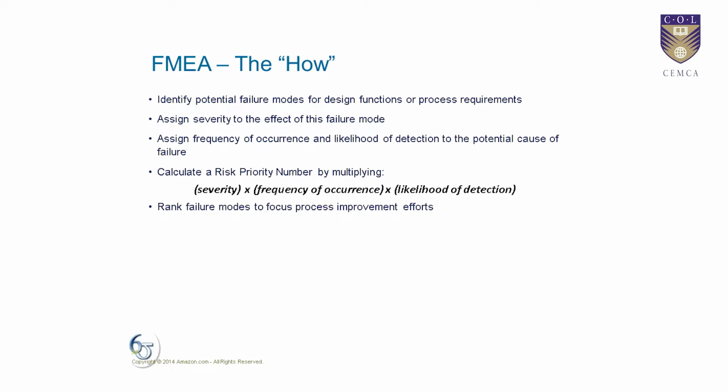In the how part of the FMEA, we identify potential failure modes for design functions or process requirements. What could be potential design related issues or process related issues in which a process can fail? We assign the severity to the effect of the failure modes, and then we assign frequency of occurrence and likelihood of detection to the potential cause of failure, and then we get a risk priority number, in short called RPN. RPN is a product of severity, frequency of occurrence and likelihood of detection. The higher the risk priority number, the bigger the risk.